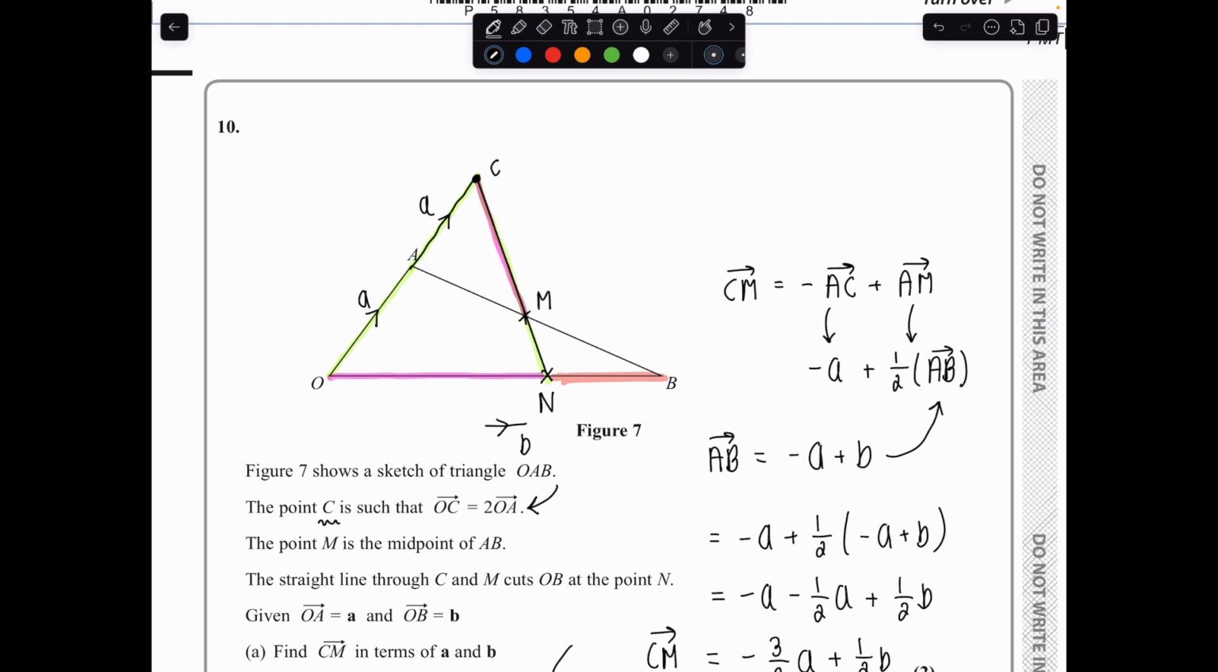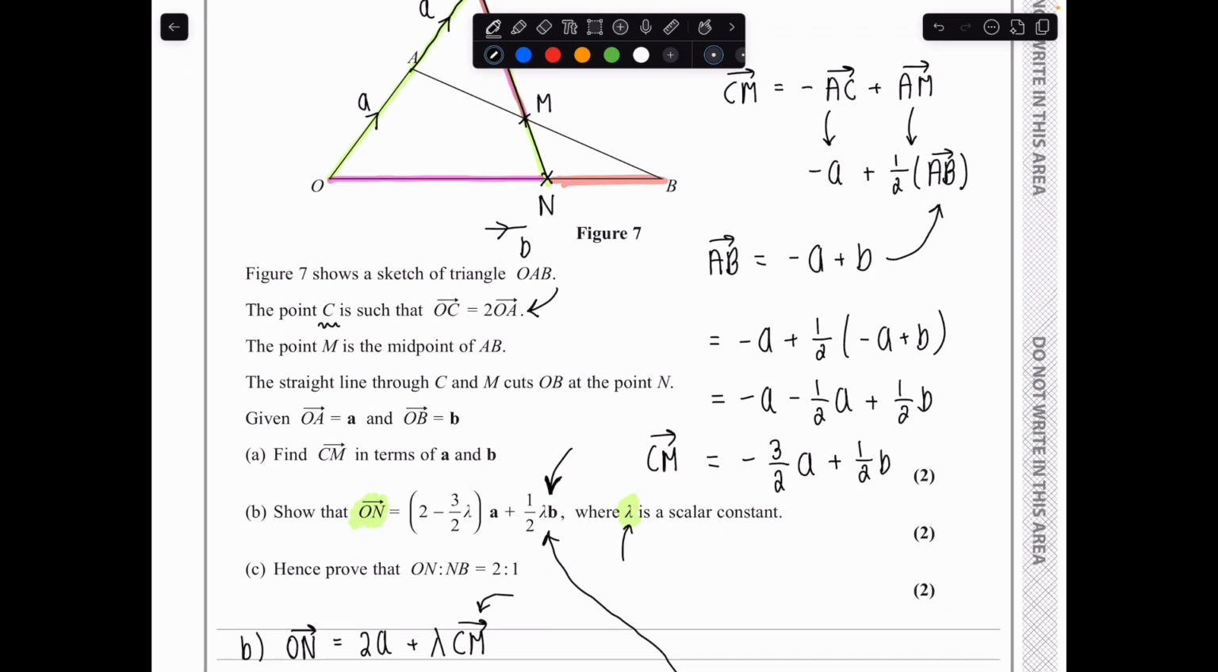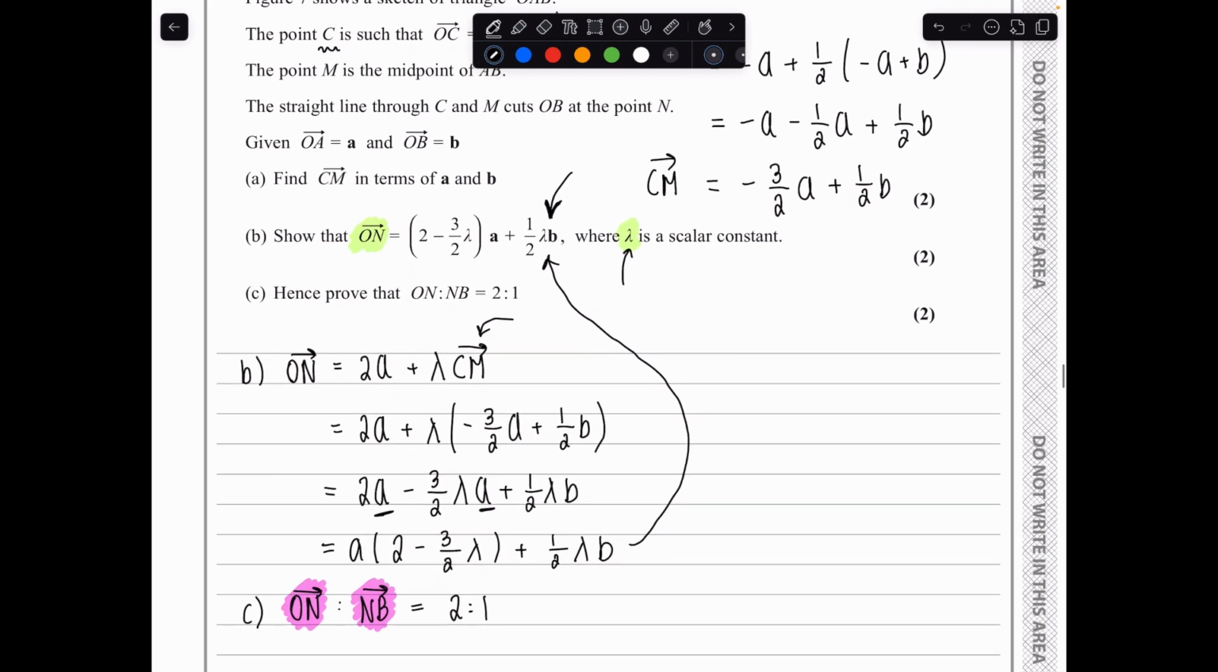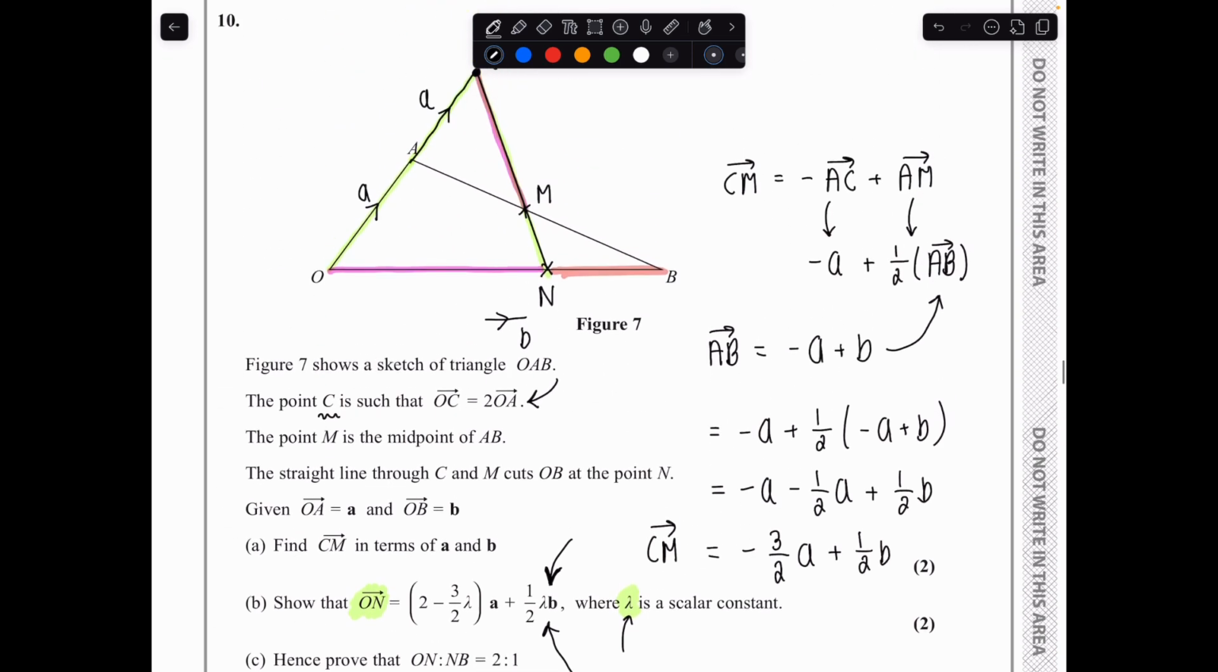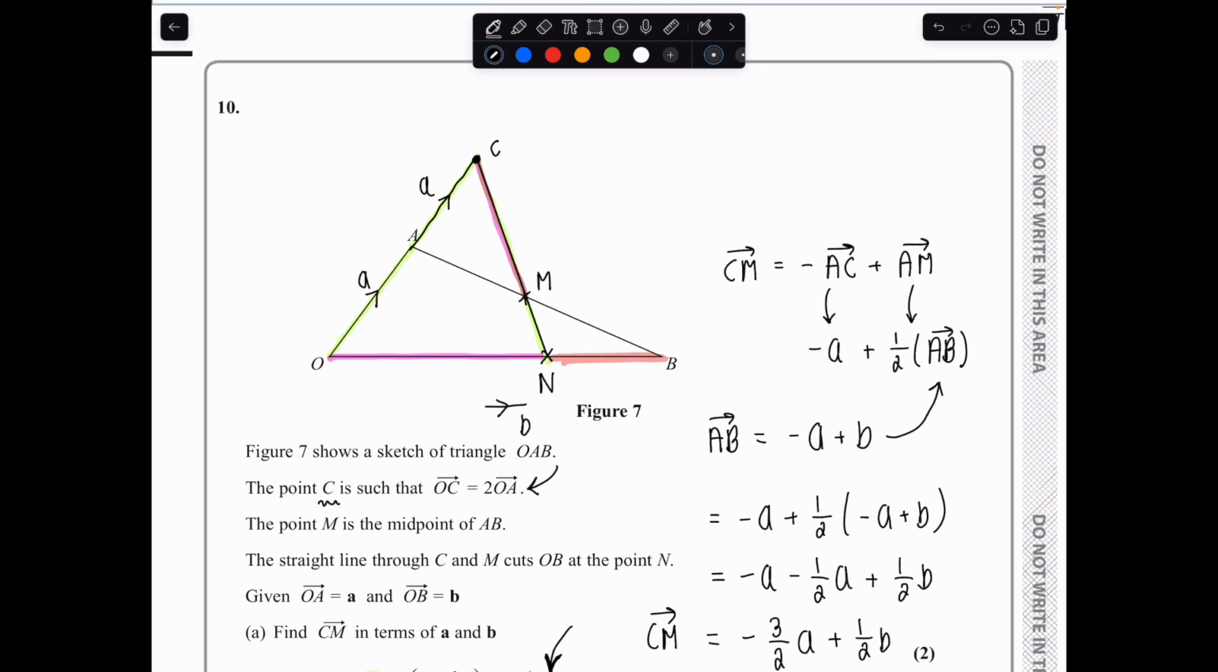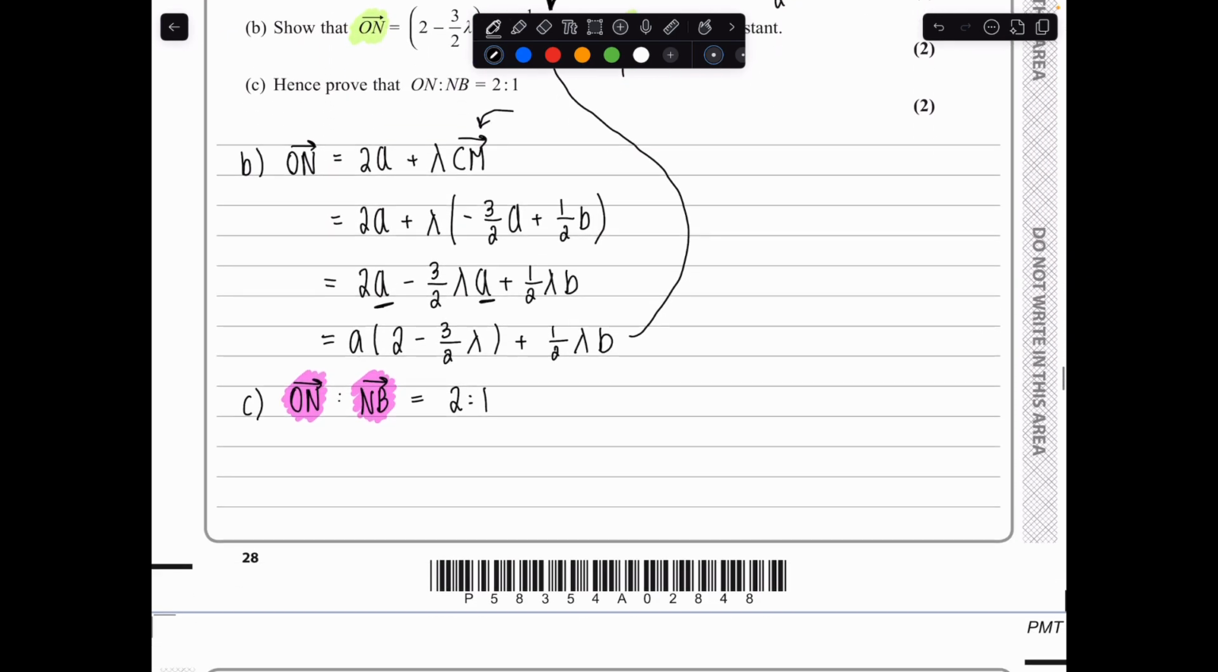So if we have a look at ON, part B said, show that ON is this. Now, one thing that's stopping us here is we don't know what this scalar constant actually is. So could we find that out? If we look back up at the triangle, to go from O to N, it's some multiple of B, isn't it? Because we're not moving anywhere other than in the B direction, right? So if we have a look at our ON expression, what we can say is the coefficient of A has to be 0, surely, because we're not moving in any other direction except for some multiple of B.